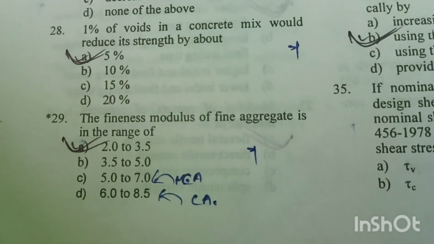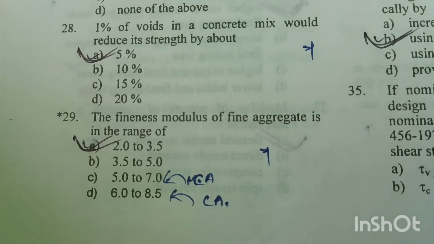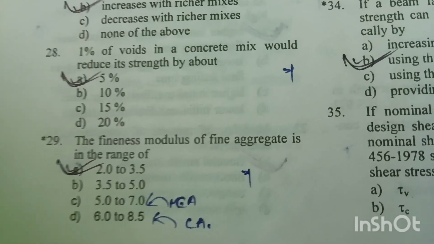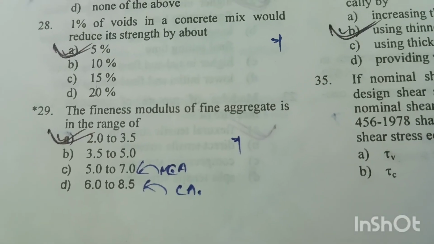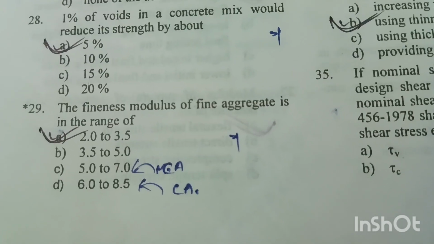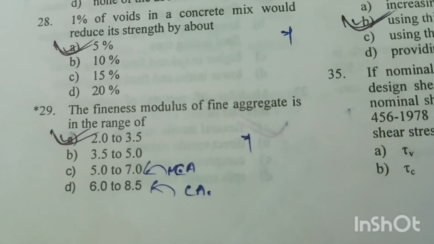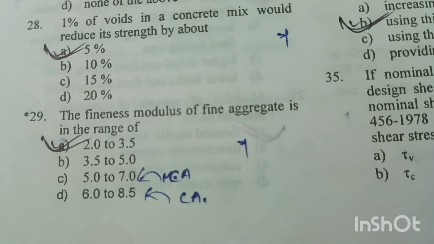Question number 29. The fineness modulus of fine aggregate is in the range of 2 to 3.5. Option A is right answer, and the fineness modulus of mixed aggregate is between 5 to 7, and that of coarse aggregate is between 6 to 8.5.